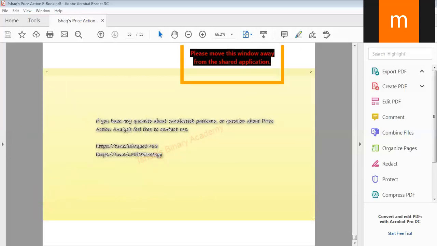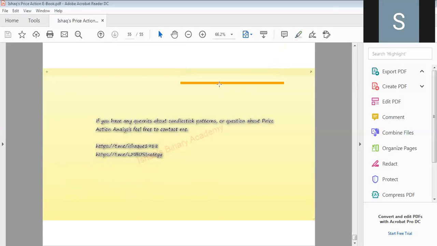Okay, I think there is no question, so we are going to the chart. Sir, Prajapati has one question. His mic is not working, that's why he messaged in the group. Yes, ask.